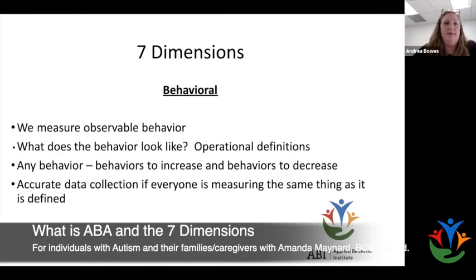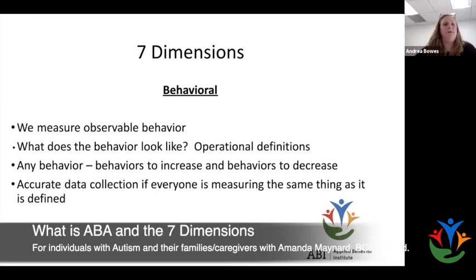So that's the A. The B is behavioral. We always measure observable behavior. As behavior analysts, we want to know what the behavior looks like, and we want to define it. So what does it look like? What does it sound like? A good operational definition will not mention internal stimuli, like feelings. We are measuring things that we can see that are happening in the environment.